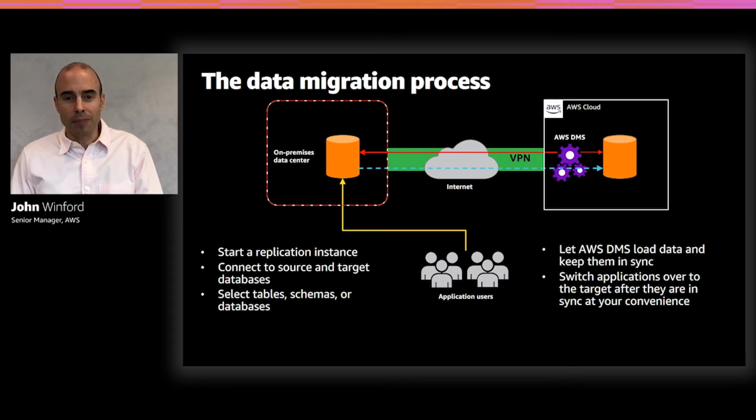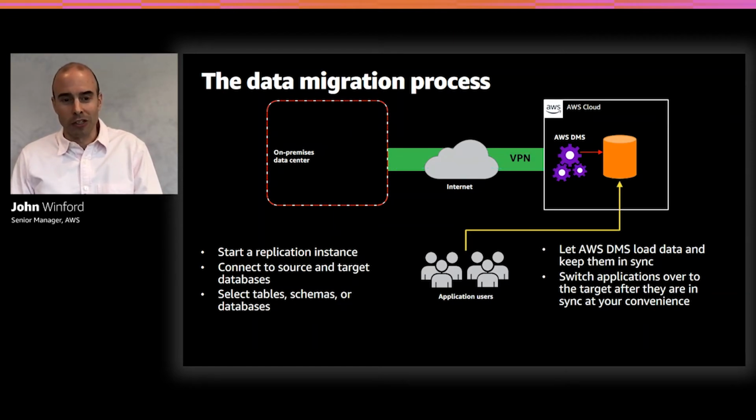And optionally, you can enable ongoing replication to keep things in sync while you do all your testing and validation, get comfortable with your new target. And when you're ready, at a time that works for your business, you take a small outage, you update your DNS records, and boom, you're now looking at your target system and you're good to go.